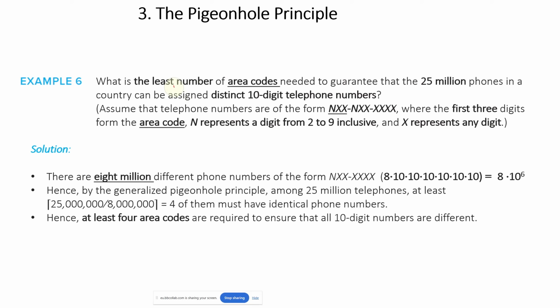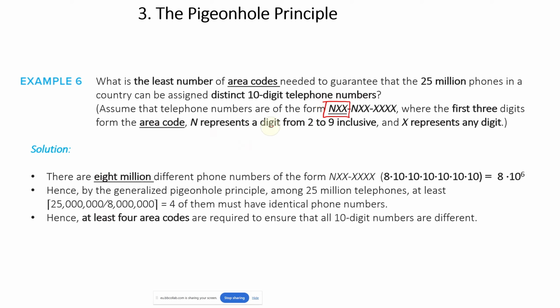So what is the least number of area codes needed to guarantee that 25 million phones in the country can be assigned distinct 10-digit telephone numbers? Now assume that the telephone numbers are of the form NXX-NXX-XXXX. First, the first 3 digits form the area code. This is the area code.